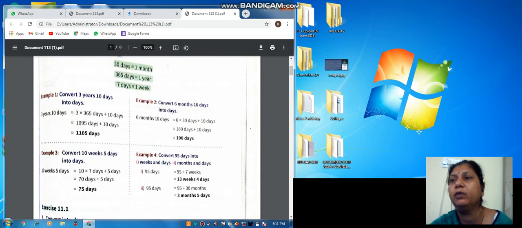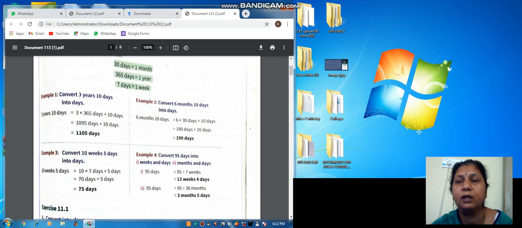Next, example 2. Convert 6 months 10 days into days. Now see here, 6 months means 1 month is equal to 30 days. So 6 into 30 we get 180. 180 plus 10 we get 190. So how many total days are there? 190 days.